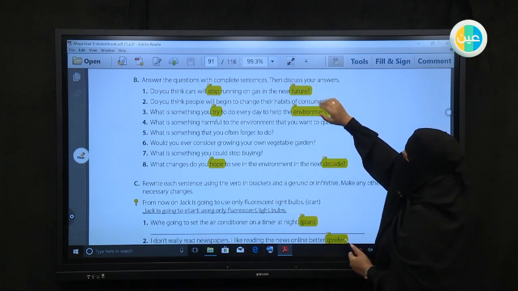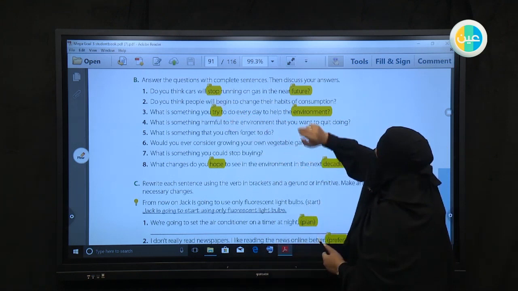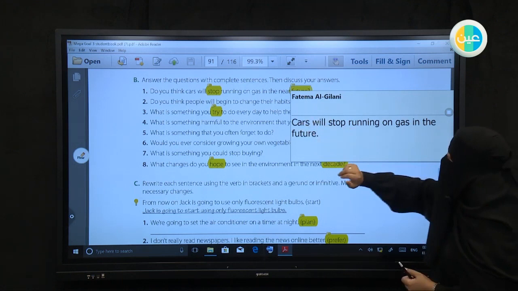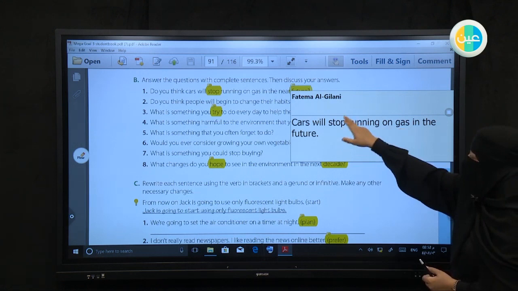And maybe in the future بيصير في احتمالات أو أشكال مختلفة من الفيول أو الغاز للسيارات. So, what can we do? ممكن نستخدم stop ونبغى نحط يا إما ing أو to. فهنا ممكن نقول cars will stop زي ما هو موجود عندك في الجملة running on gas in the future. Cars will stop وبعدها استخدمنا gerund running on gas in the future.